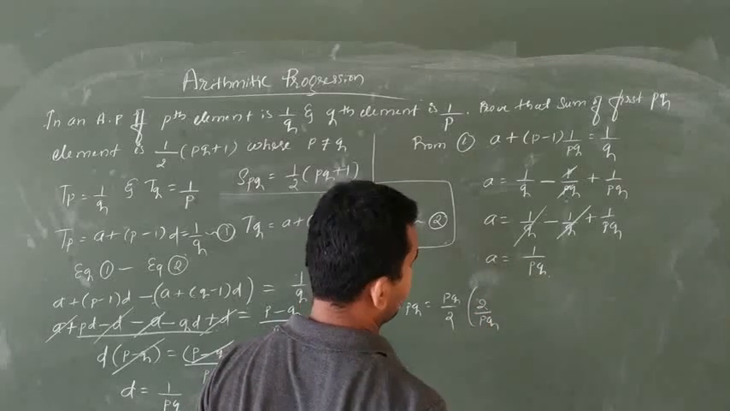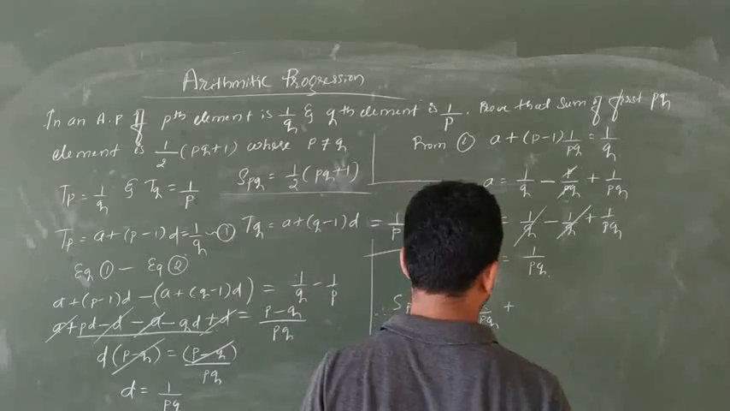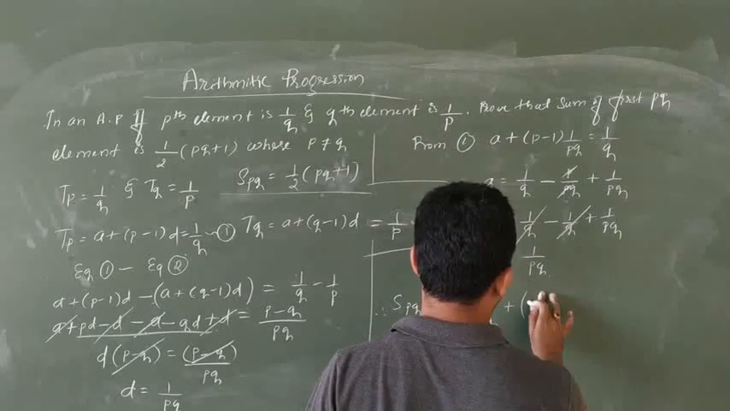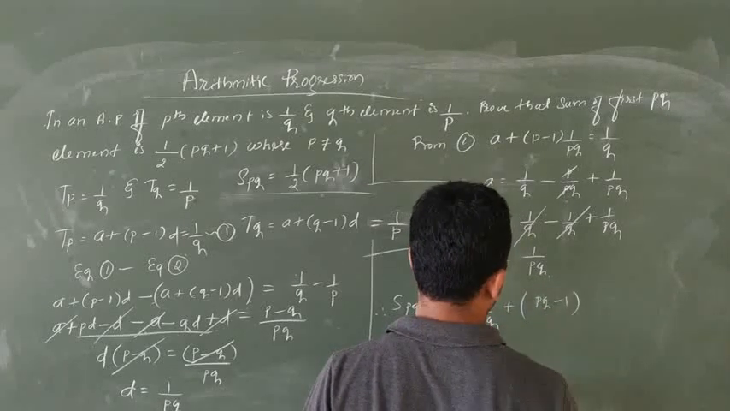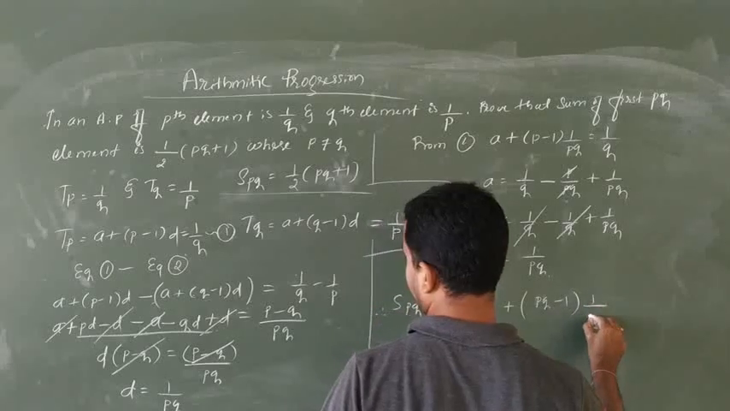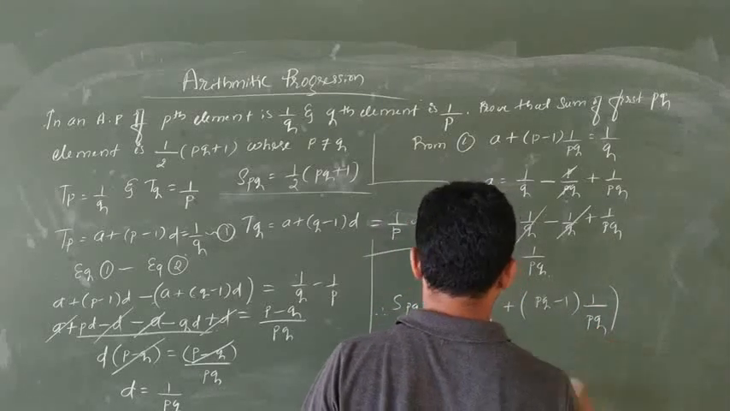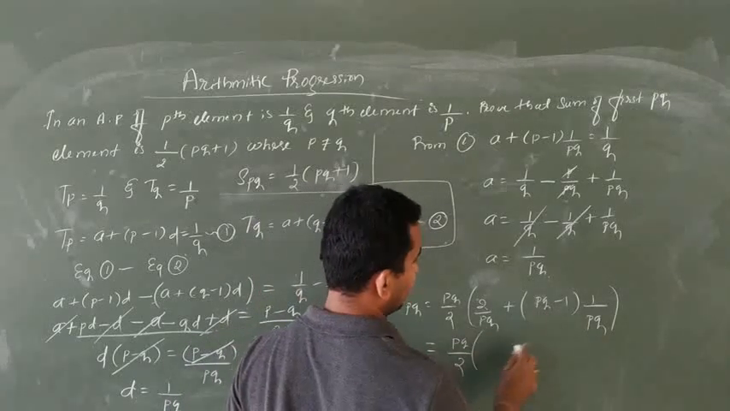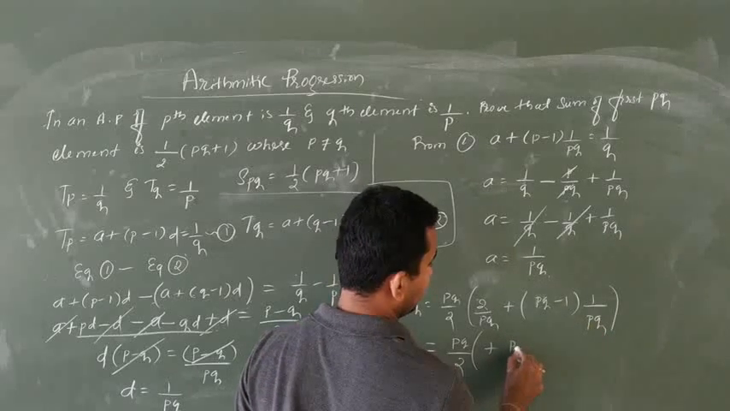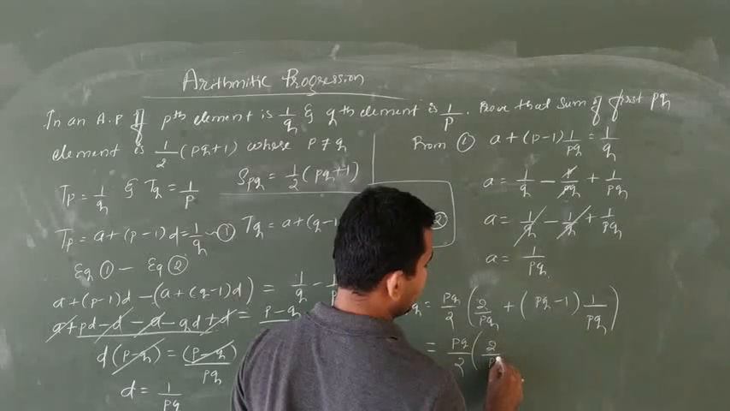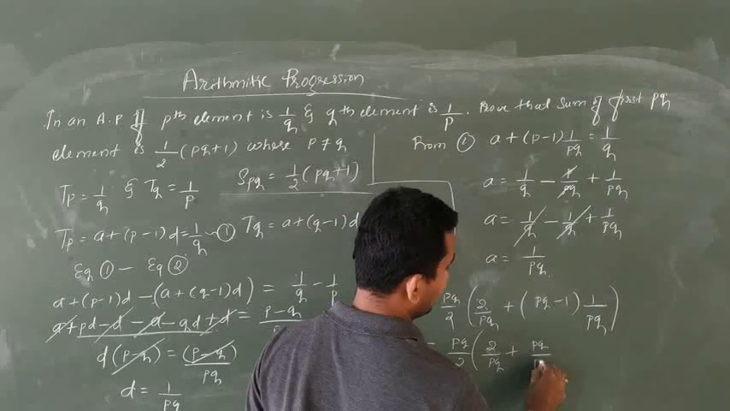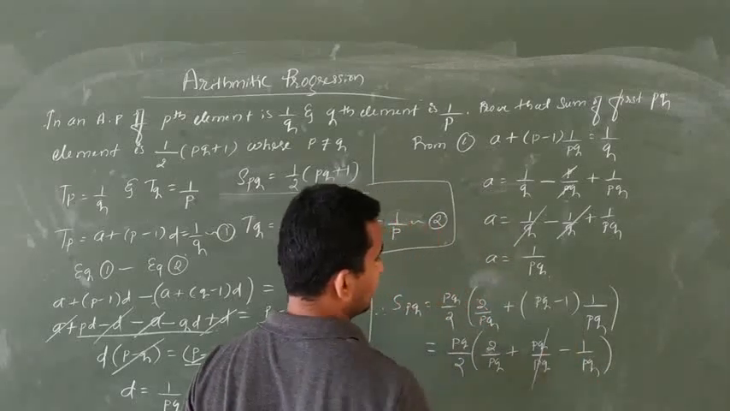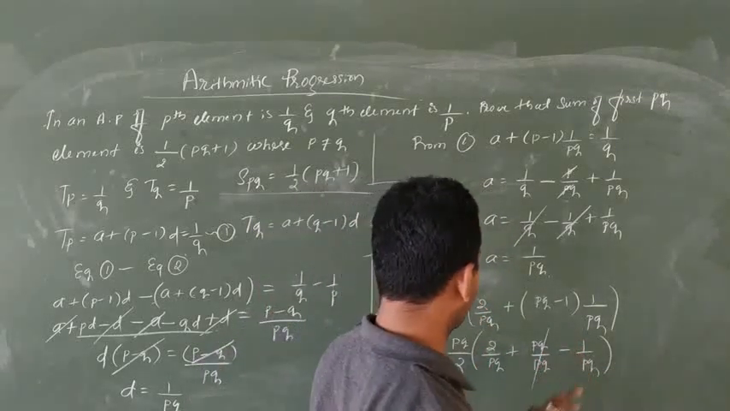2a means 2 divided by pq, plus n minus 1, that is pq minus 1, into d, which is again 1 divided by pq. So pq divided by 2, if I take the LCM here, 2 divided by pq plus pq by pq minus 1 divided by pq. So here this pq by pq gets cancelled. 2 minus 1 is again 1.